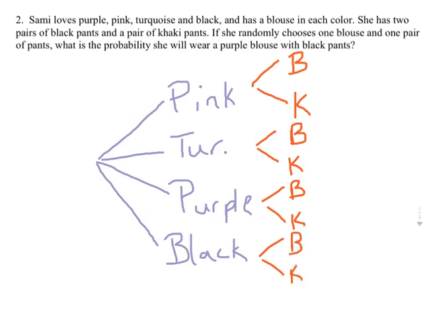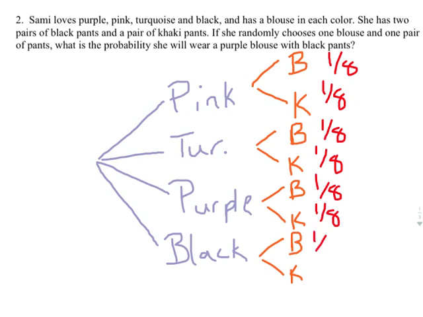Now, if we take a look at all these, there are 8 total possibilities because I could have gotten pink with the black or khaki and the same thing. So each one of these is equal to 1/8. Just like what we did with the rectangle, I'm going to label all of my probabilities. Remember, all probabilities have to add up to 1. If I add these all up, we have 8/8, which is equal to 1.